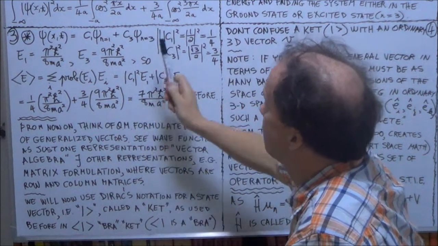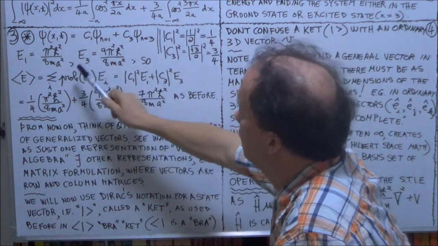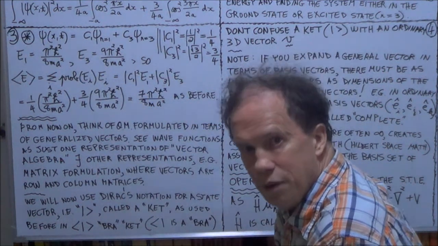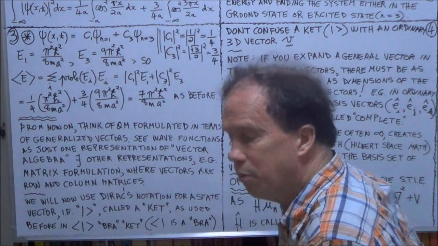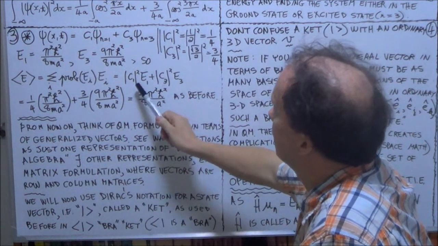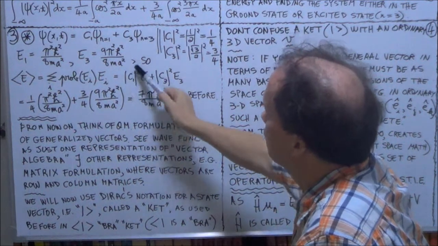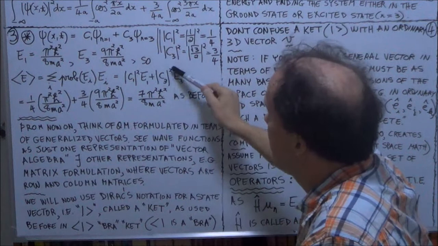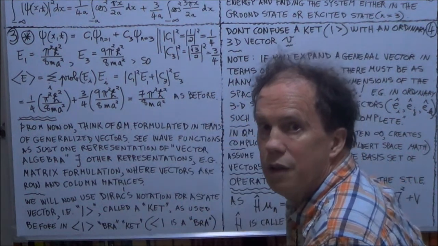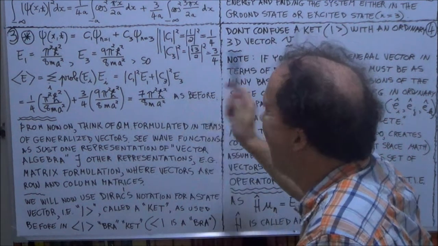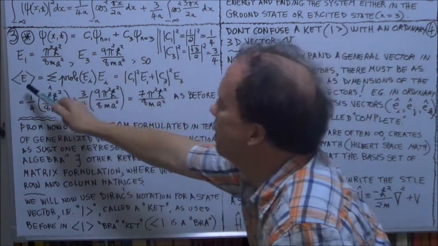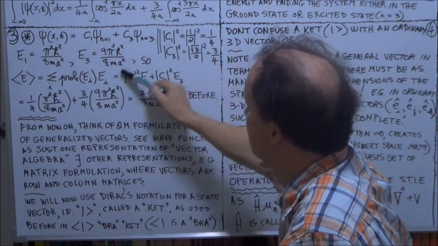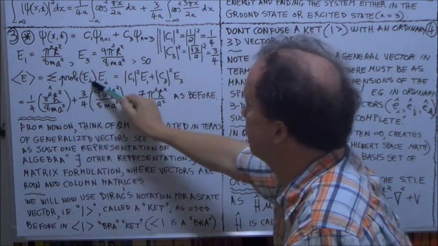If we interpret these coefficients as probability amplitudes, we have to square them to get the probabilities. So this is the probability of measuring E1, and when we square this one, it's the probability of measuring E3. So the average energy, the expectation value, will be the sum of these. This is just the concrete example of that.